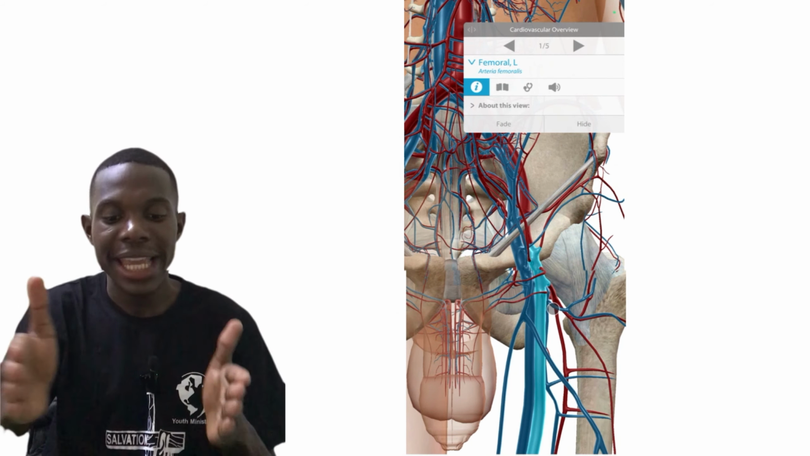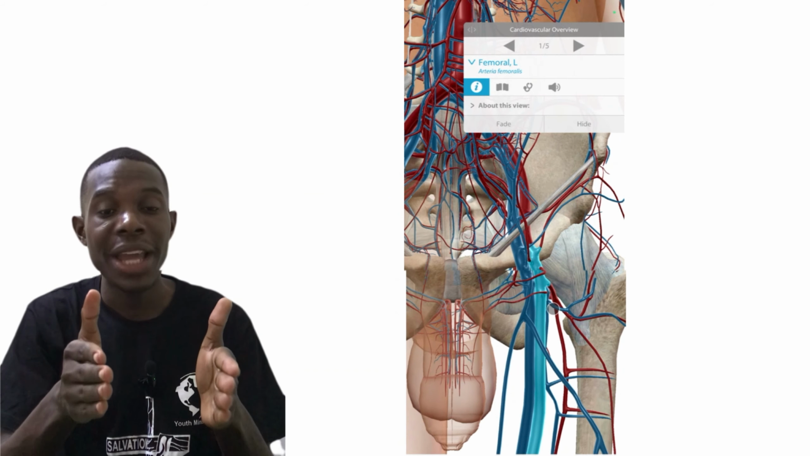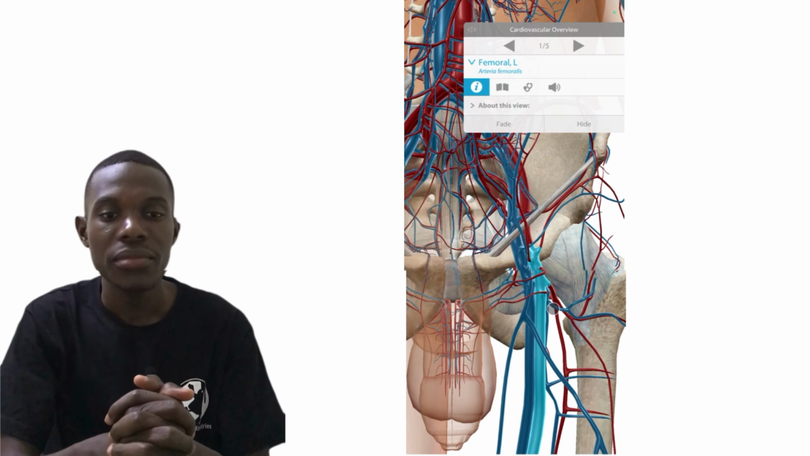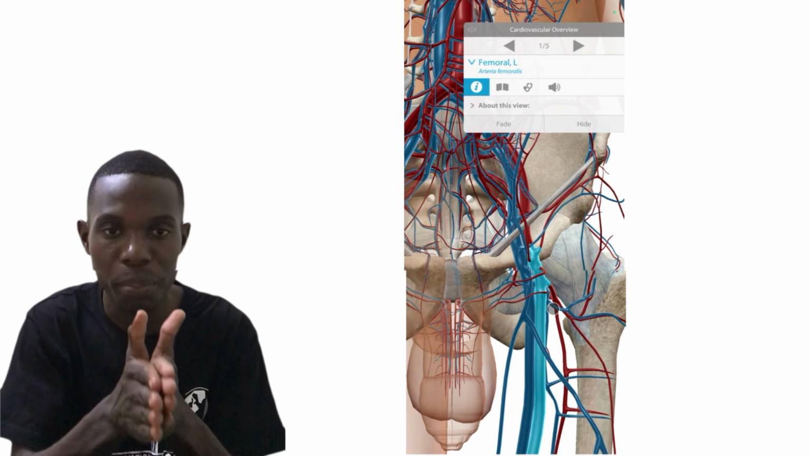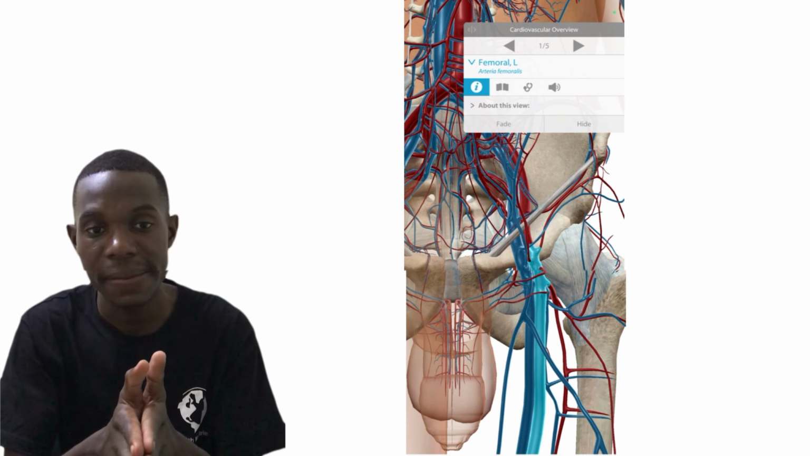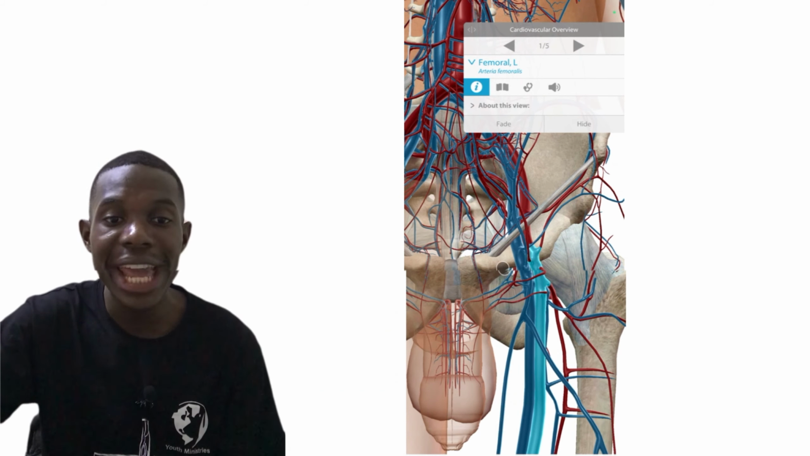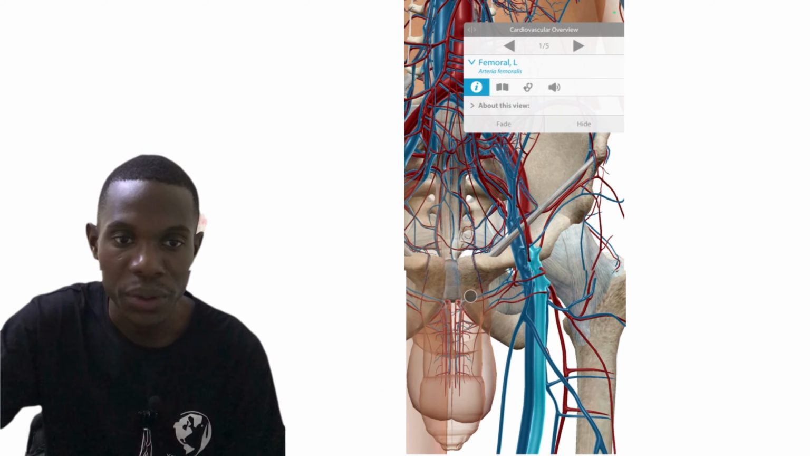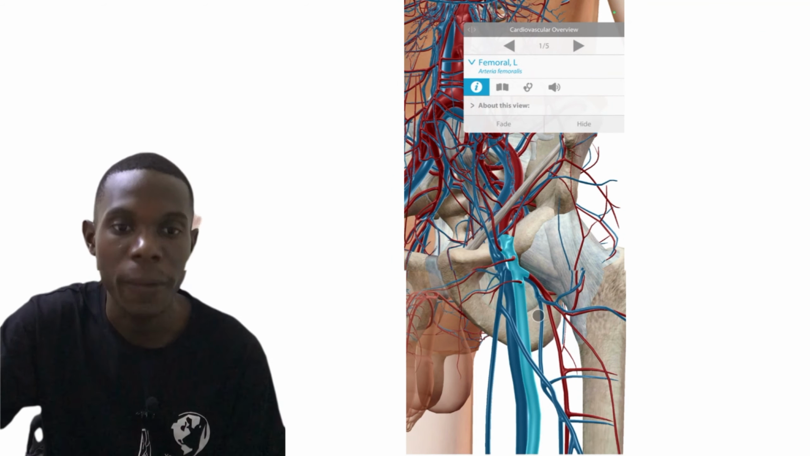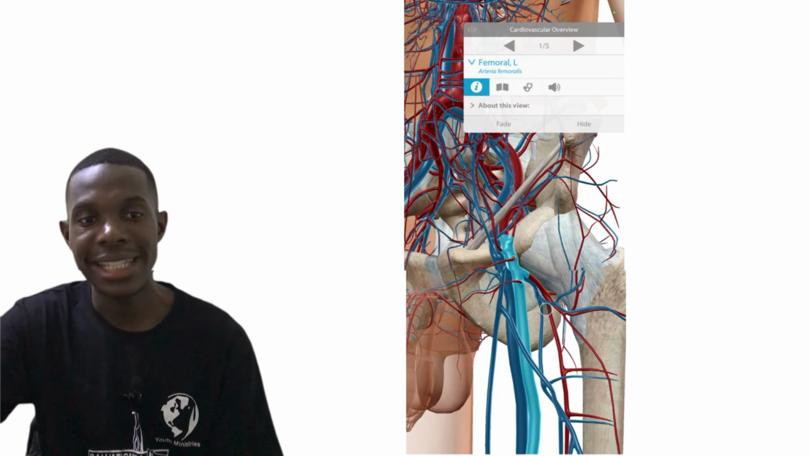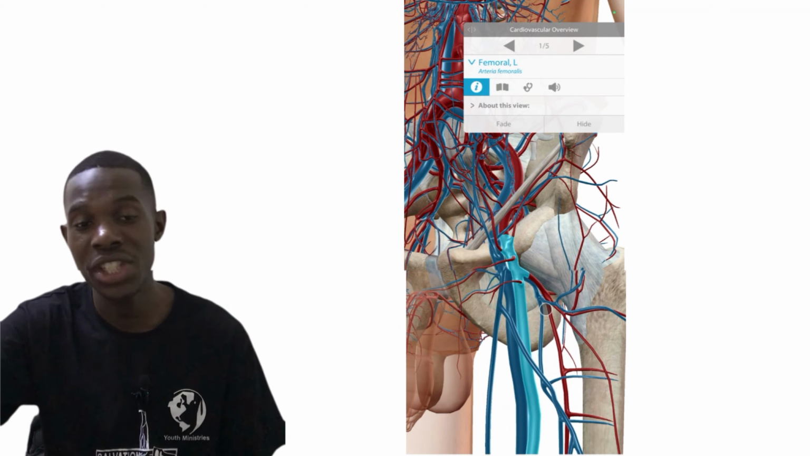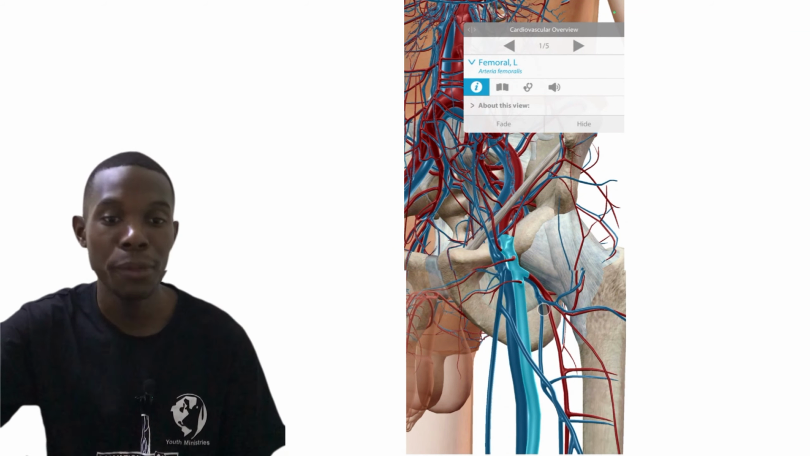So the femoral artery, as it enters the anterior compartment of the thigh, is going to pass at the mid portion of the inguinal ligament, and then it's going to enter the femoral triangle. So we're going to have a femoral triangle over there. What does the femoral triangle contain? If you have not done the femoral triangle, you have to check one of our videos on it.